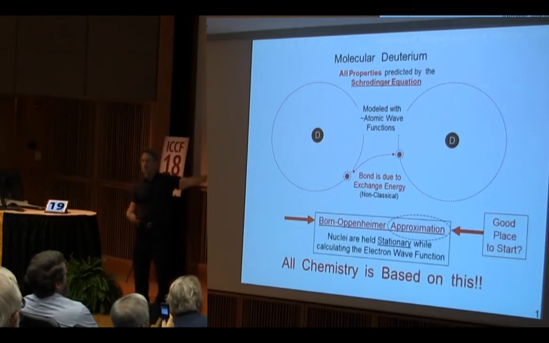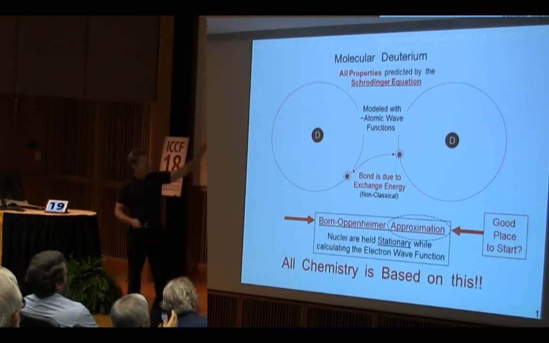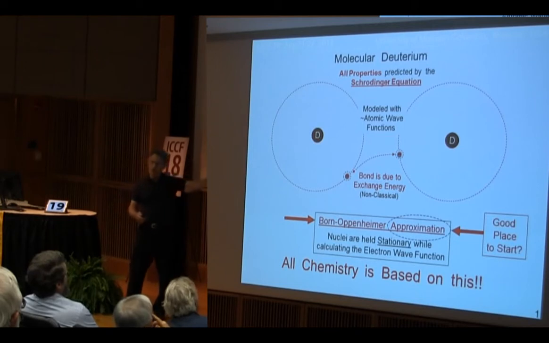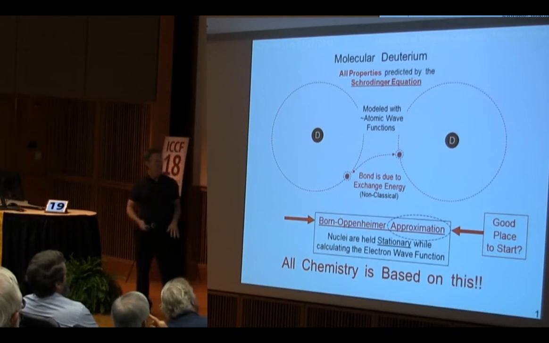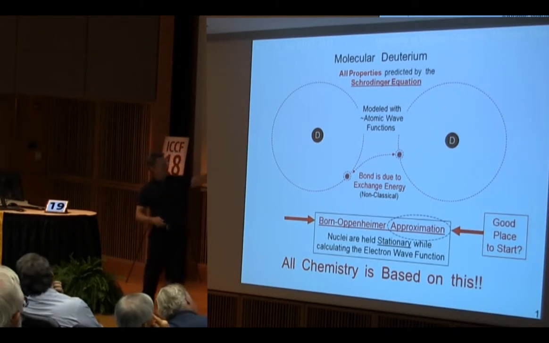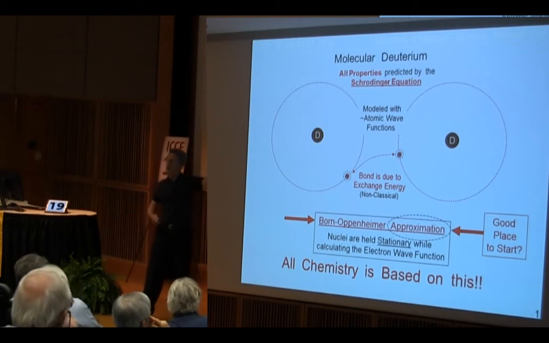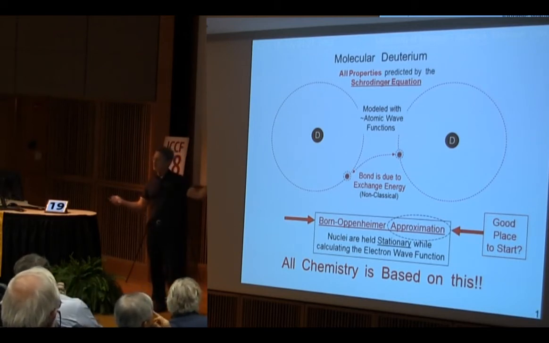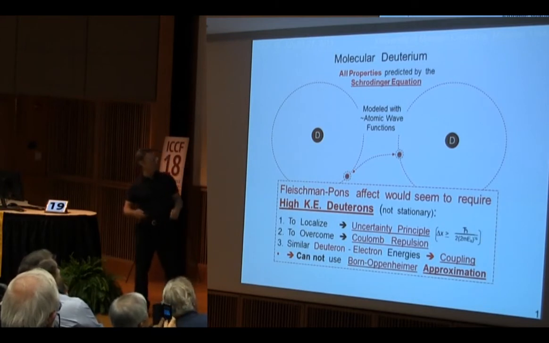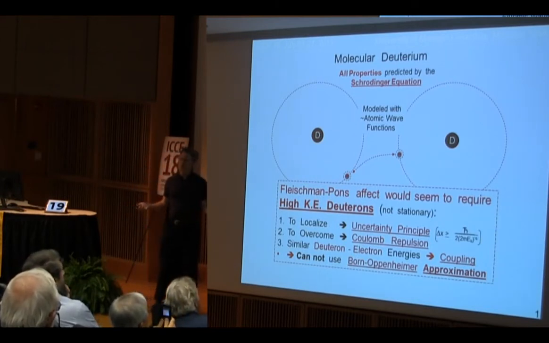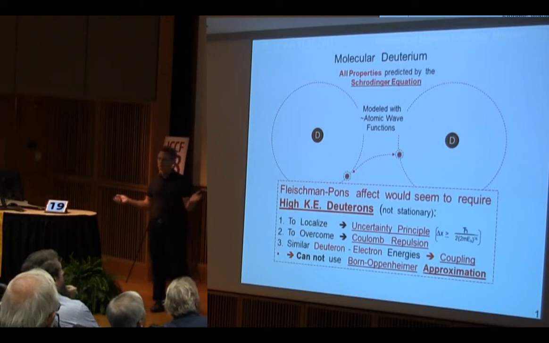And you use the Born-Oppenheimer equation, you have to use it to solve this, and that freezes the nuclei while you calculate the electron wave function. All chemistry is based on this. They start there, and that's it. So that approximation is probably a good place to look to see if there's something wrong. And the Fleischmann-Pons effect would seem to require high kinetic energy deuterons, I think.